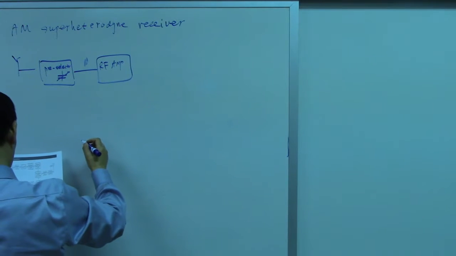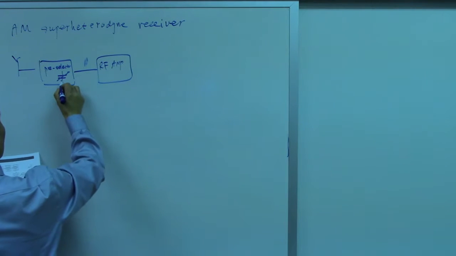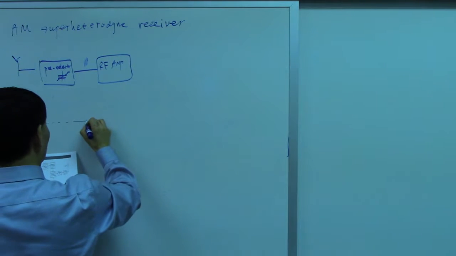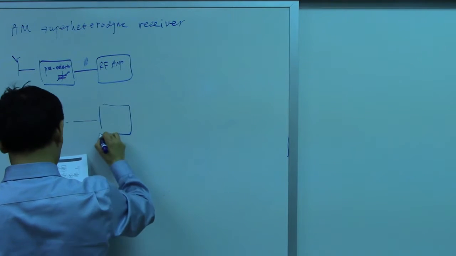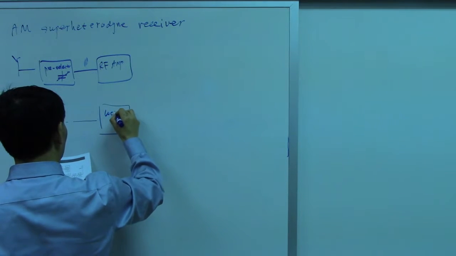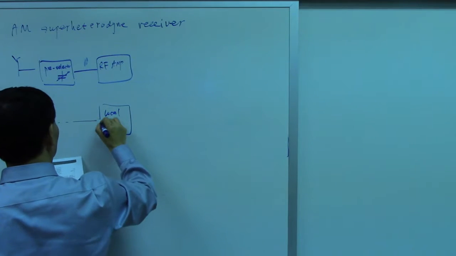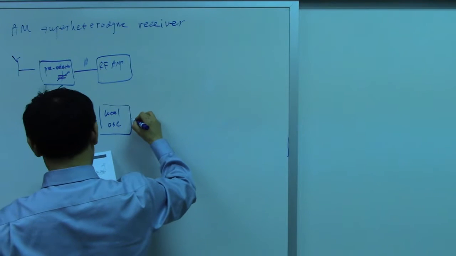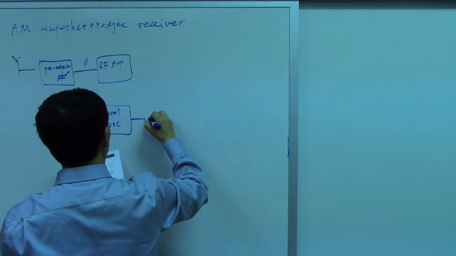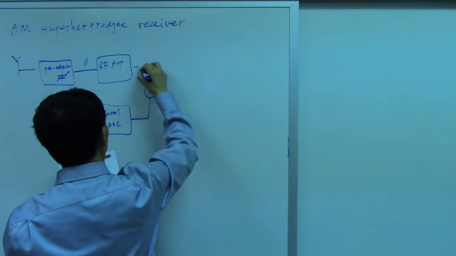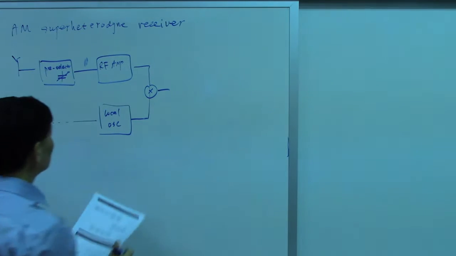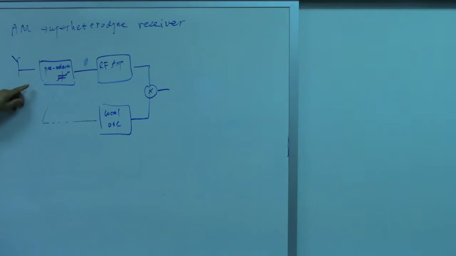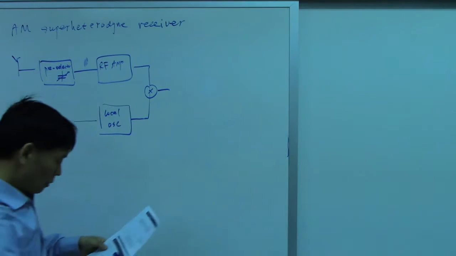Then we have this one, which will control this part also. This one is a local oscillator. And these two, let me draw this first.